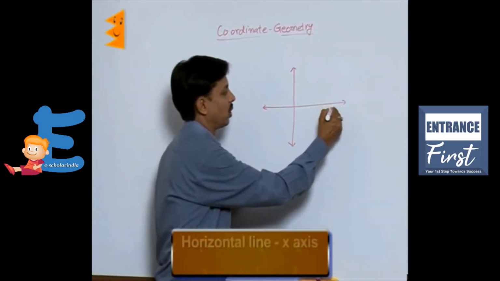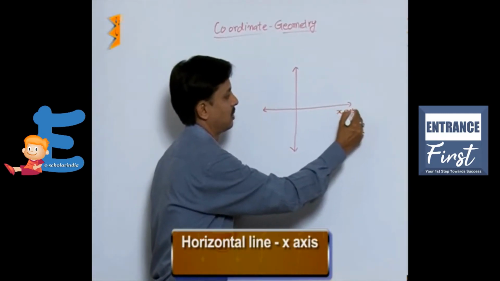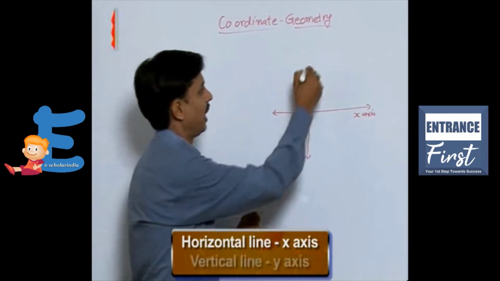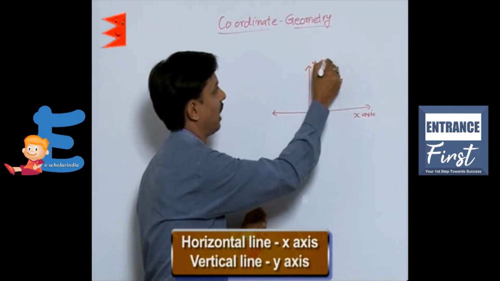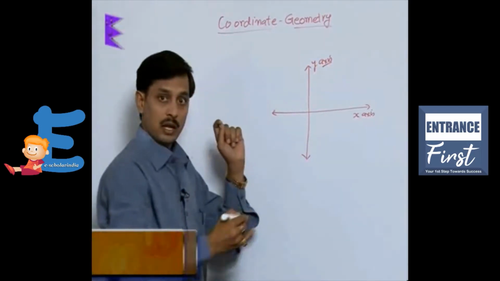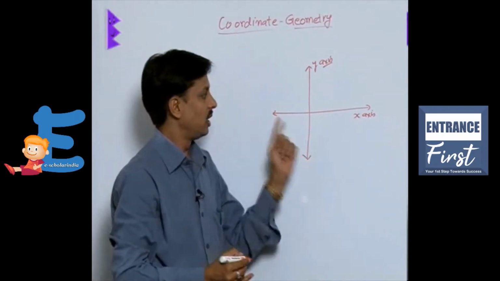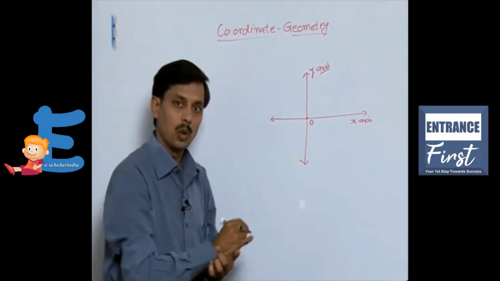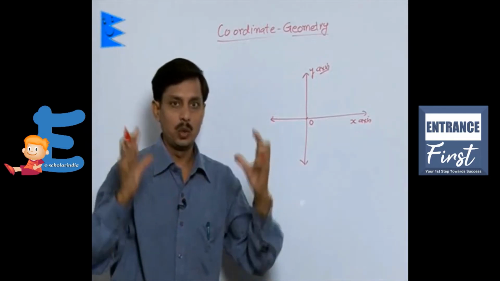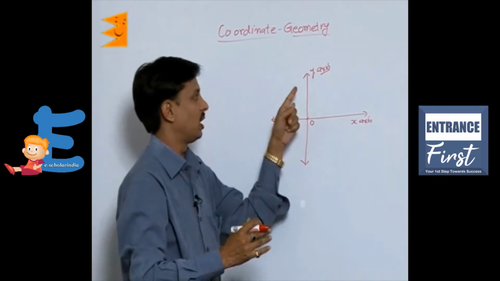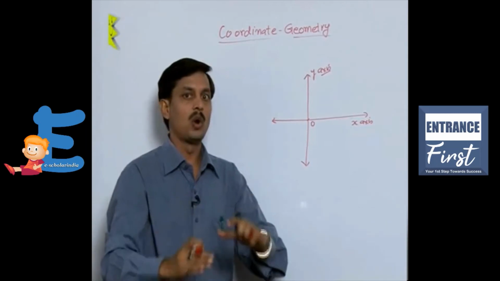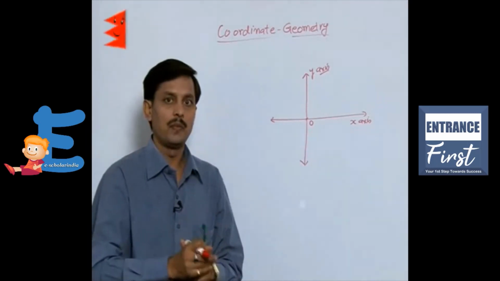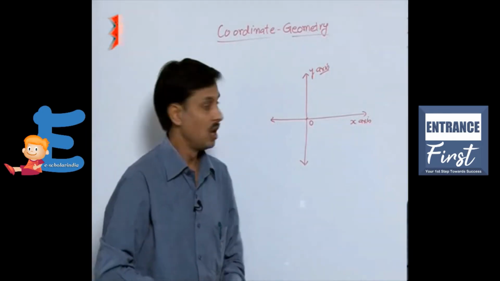we find the horizontal line is the x-axis, and the vertical one is known as the y-axis. These two lines intersect at some point. We represent this by O. So when two lines, one horizontal, other vertical, are drawn on the plane, then this plane is separated into four identical parts.